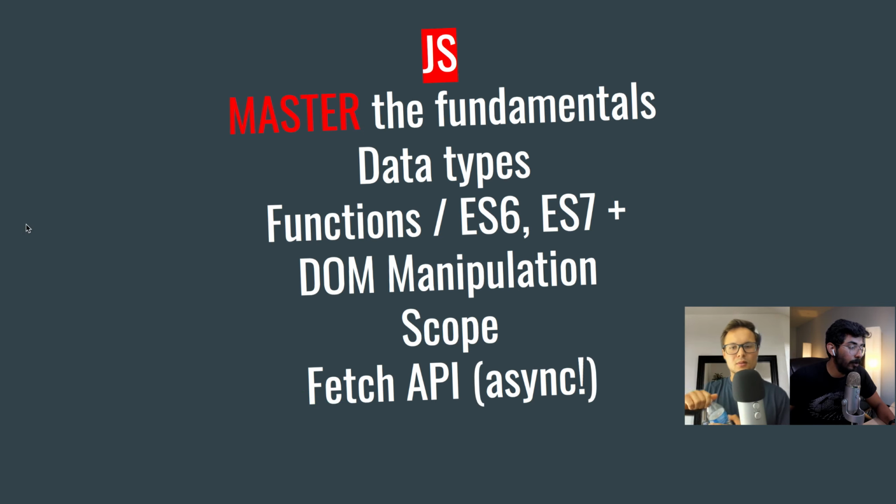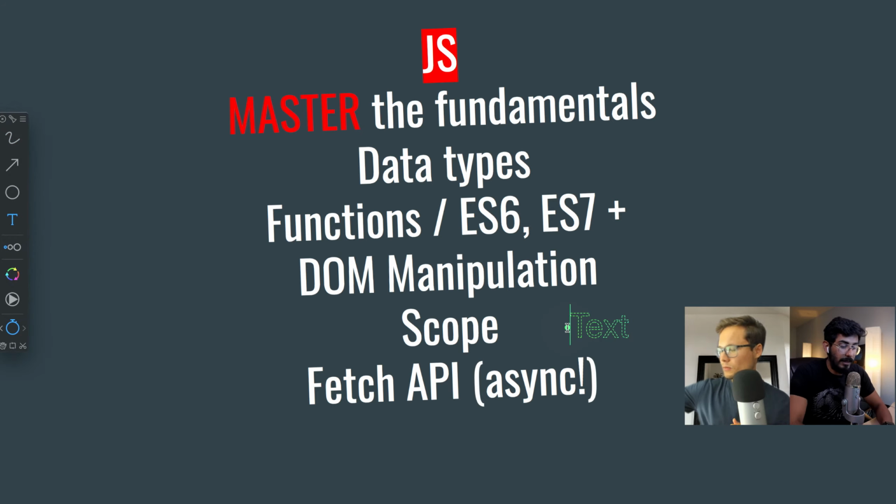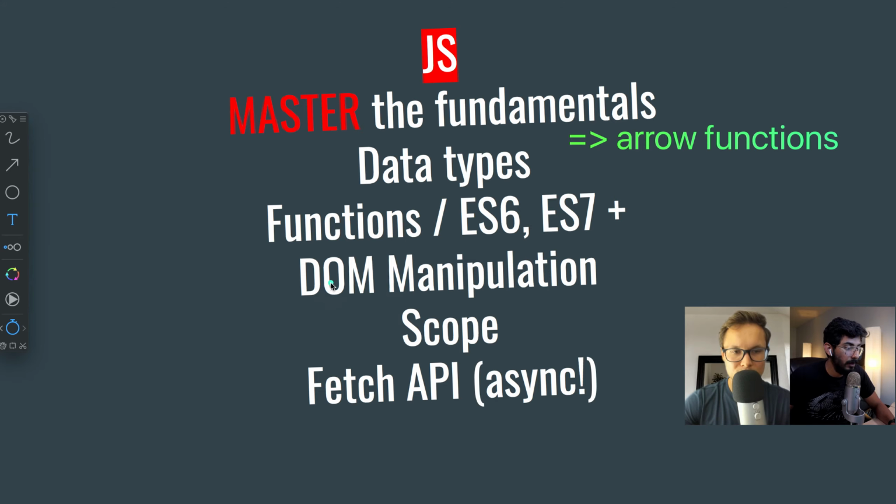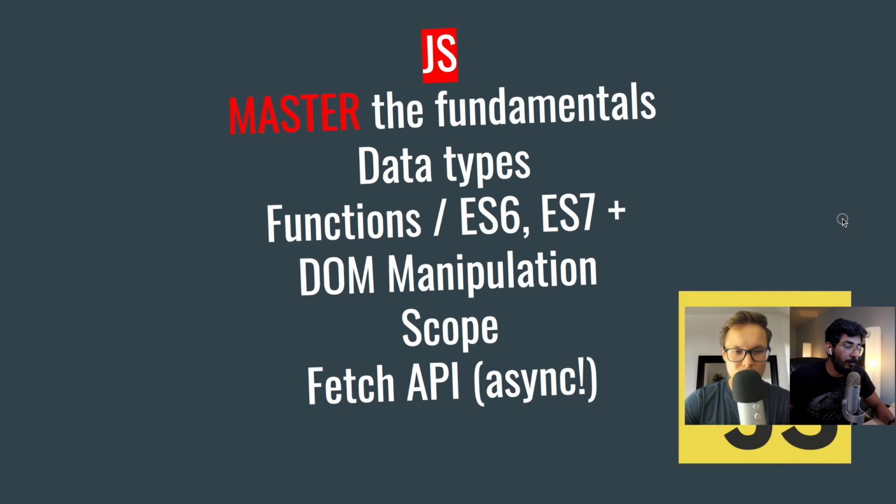Yeah, and when we're talking about ES6 and those things, we are also talking about things like, for example, arrow functions, which you guys have probably seen. That's just a little example of what we're talking about. Okay, cool. So let's move forward.